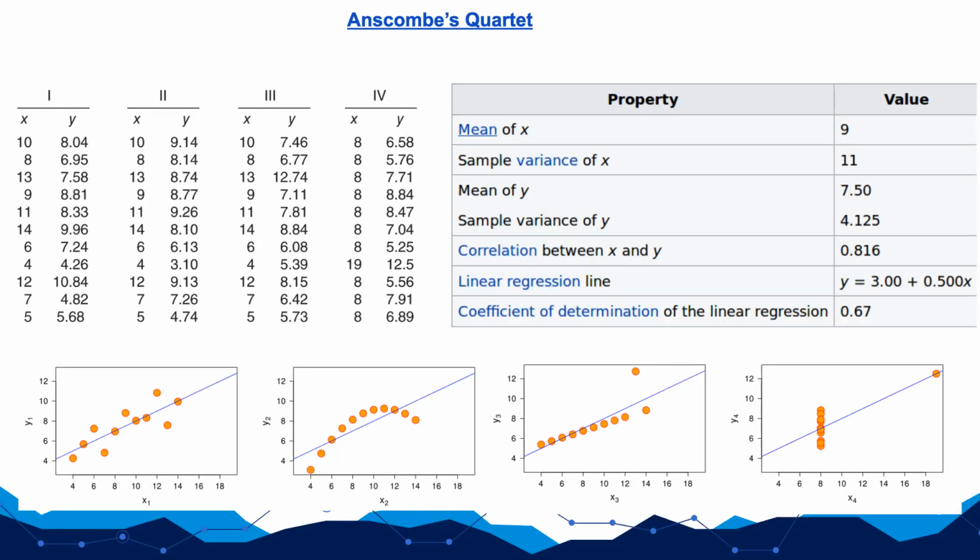Next, a classic example of data understanding is this data set. It's called Anscombe's Quartet. It was created by a French dude, François Anscombe, I think. And this is how the data set looks.